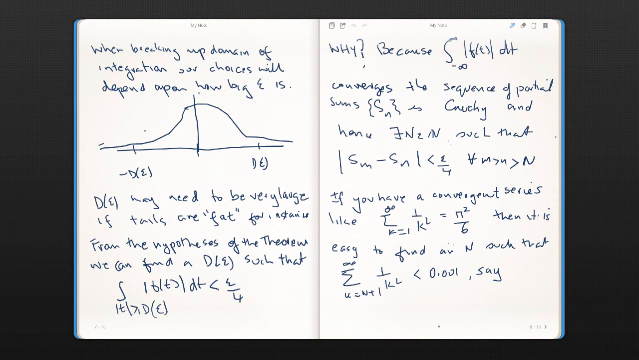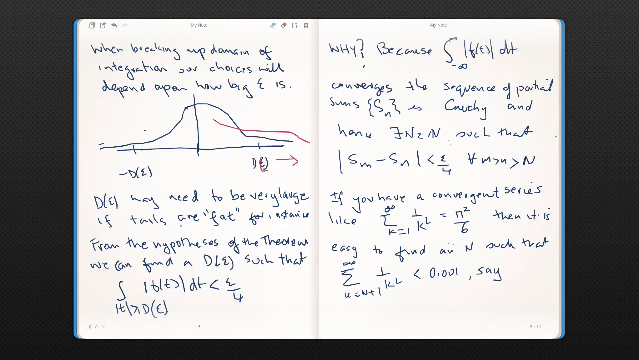So one point to really be clear about is that when you break up the domain of integration, the choice for the point at which you break it up will depend on how big epsilon is. So if you want to make epsilon really small, depending on the nature of the function, you may have to go a long way out. For instance, if you had something that had fat tails that went way up like this and only came down right at the very end, you'd have to move d of epsilon further out.